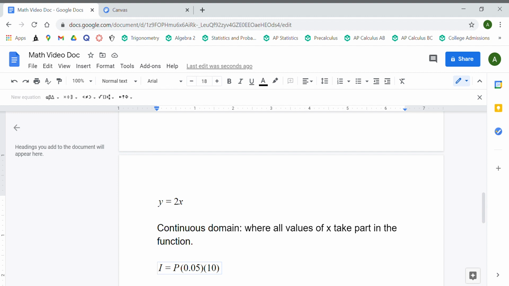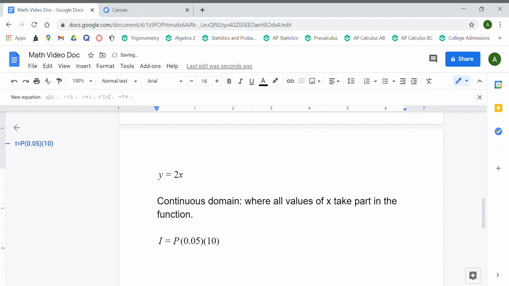Now, can you take part of dollars? Yes, this is a case where you can actually do that. Remember that cents are parts out of 100 of a dollar. So, we can simplify this to I equals 0.05 times 10 times P, which is 0.5P.